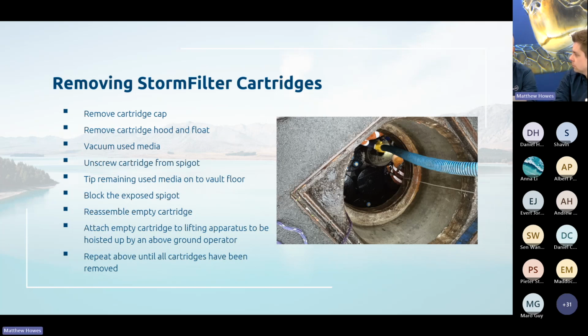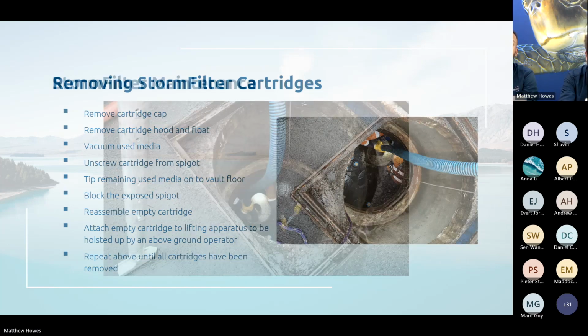We also recommend blocking the exposed spigots just to make sure none of the contaminated sediment or water is escaping the system. You can definitely get these plumbing attachments from most suppliers. Once you do that, you can reassemble the empty cartridge and attach it to the lifting apparatus, where the contractor can lift it up to the surface. You repeat this process until all the cartridges are out of the system. The next slide will show you some videos on how this is done.